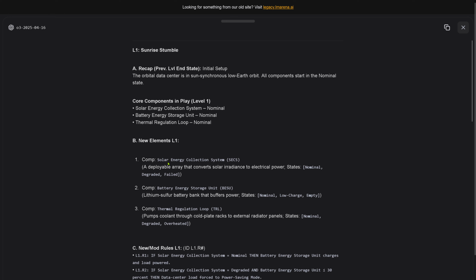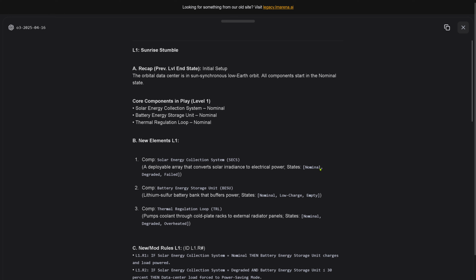We have a component, a solar energy collection system, a deployable array that converts solar irradiance to electric power. We have a battery energy storage unit, a lithium-sulfur battery bank that buffers the power. And we have a thermal regulation loop that pumps coolant through the cold plate racks to an external radiator panel.